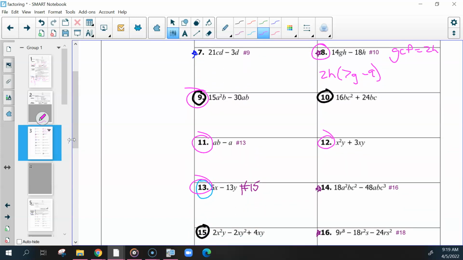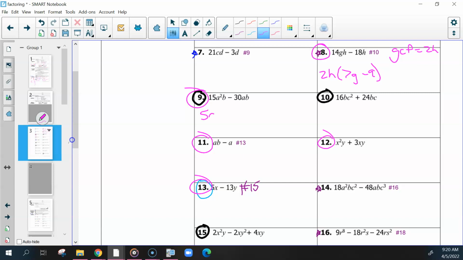Number 9. What is the highest number we can divide out of both? 15. 5 works, but 15 would be higher. So we're always looking for the highest, but I'm going to do this one as if we forgot about 15. So let's say we did 5. Do they have anything else in common? Yes. Okay.